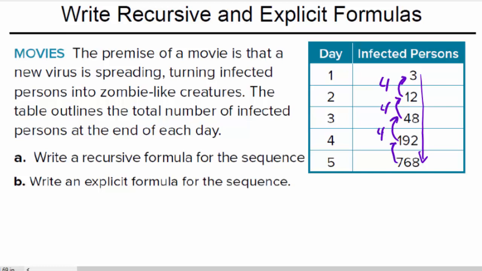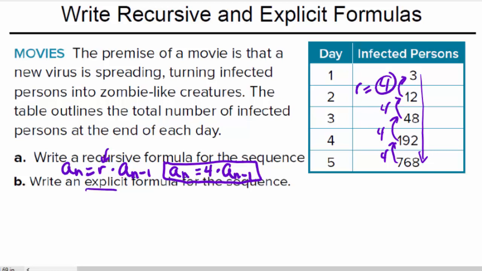And 768 divided by 192 is going to give me 4. So it looks like my common ratio, my r value, is equal to 4, and this is geometric. Now the recursive formulas are easy. If you write down the recursive formula, all we have to do is substitute the r with 4, and our recursion is done. So a sub n equals 4 times a sub n minus 1. So our recursive formula is finished.